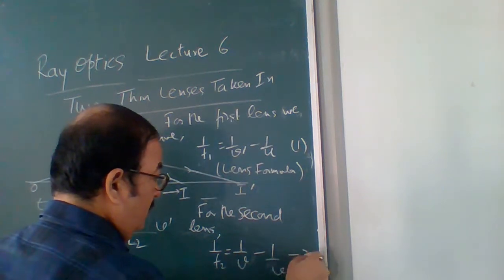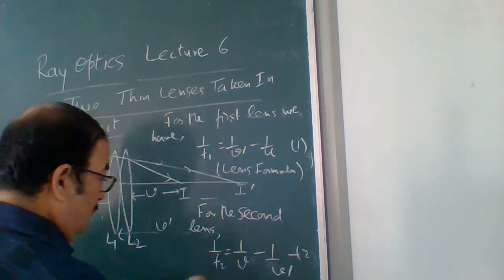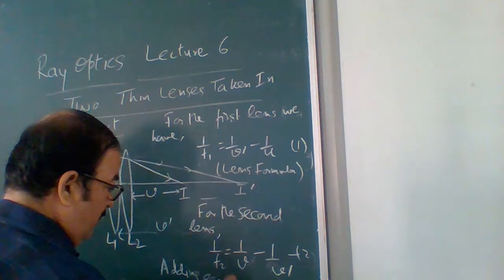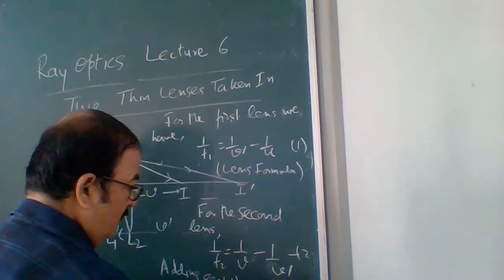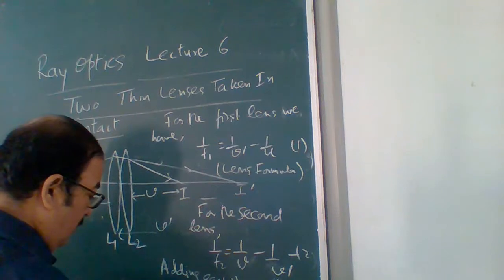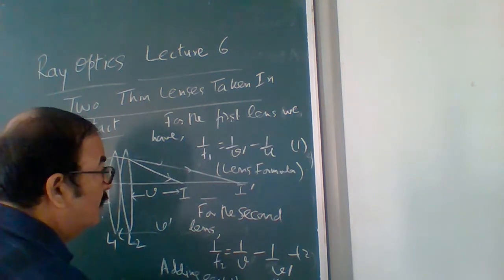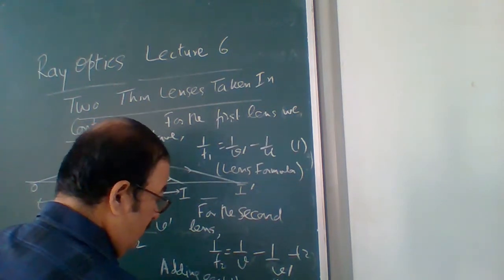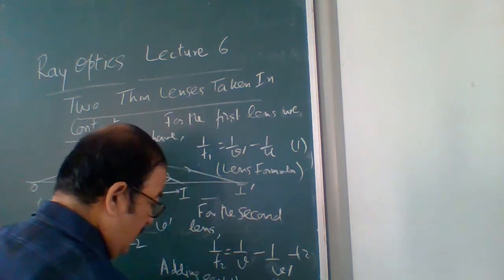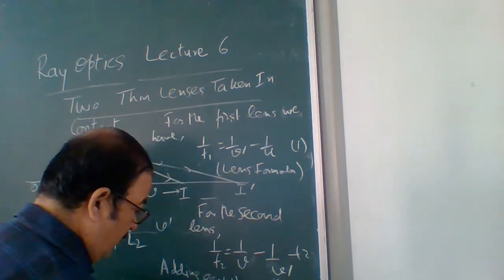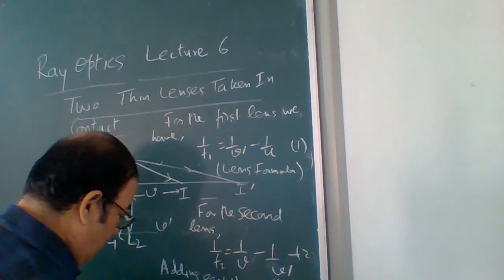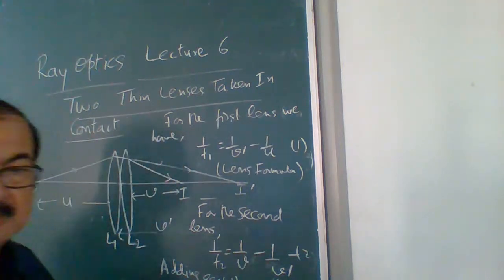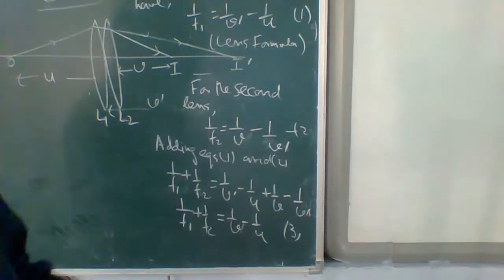तो जब इतना distance आ गया, तो what we have? This is your equation number 2. We add two equations, adding equations 1 and 2. We have 1 upon f1 plus 1 upon f2 equal to 1 upon v dash minus 1 upon u plus 1 upon v minus 1 upon v dash, cancel out. We are left with 1 upon v minus 1 upon u equal to 1 upon f1 plus 1 upon f2. This is your equation number 3.